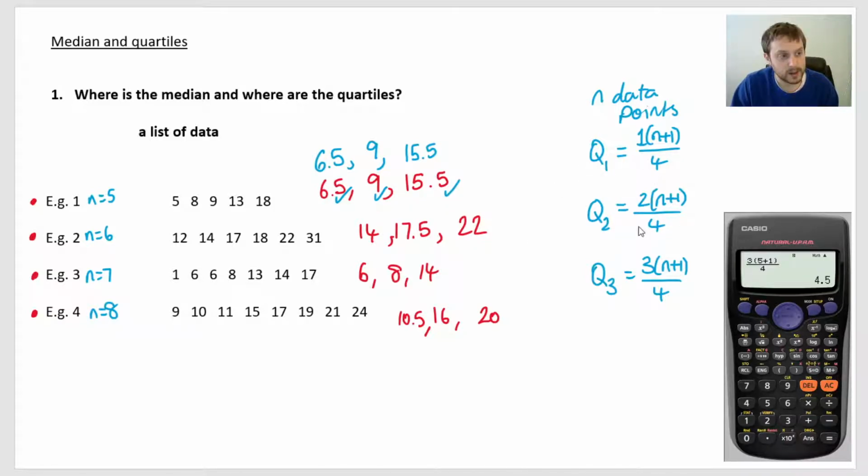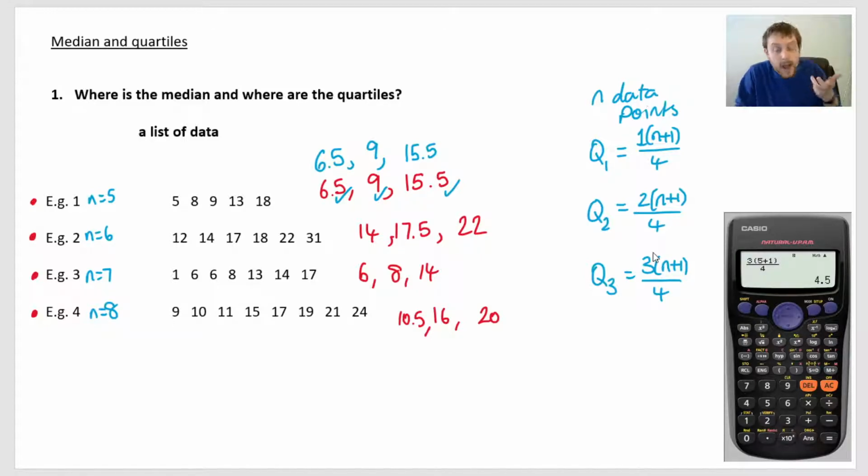Now the advantage to these formulas, by the way, is simply that if n is 1,306,413, I've already forgotten what number I said, and you're asked whereabouts is the median and whereabouts are the quartiles, you can actually use this formula very, very quickly and not have to worry about writing loads of numbers out and counting along, right? That's the advantage of this.